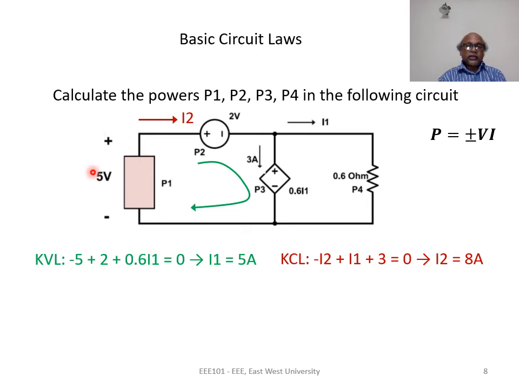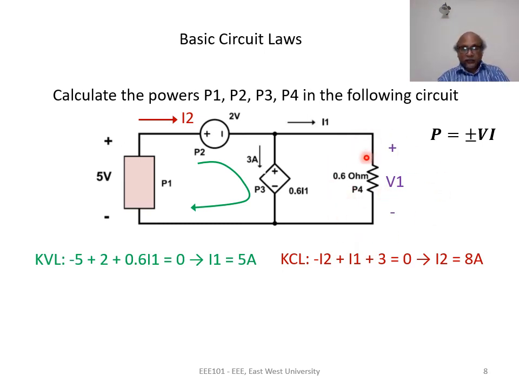Now we know the voltage and current to calculate P1, we know the voltage and current to calculate P2, we know the voltage and current to calculate P3. We need to know the voltage of the 0.6 ohm resistance to calculate P4. So we assign a voltage across 0.6 ohms. Again, to assign a voltage, we have to give the value a name and we have to specify the reference polarity. Arbitrarily, I have chosen the plus sign to be on the top.